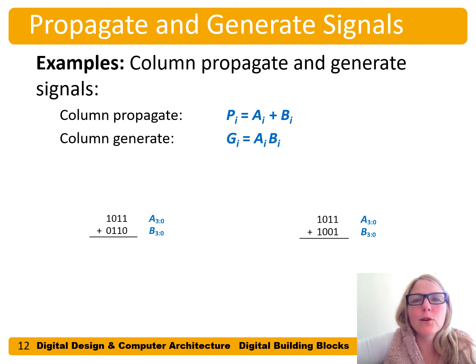So before we do that, let's do a quick calculation of column propagate and generate signals. So remember, a column's going to propagate a carry that comes in if A or B is true, and a column is going to generate a carry independent of a carry coming in.